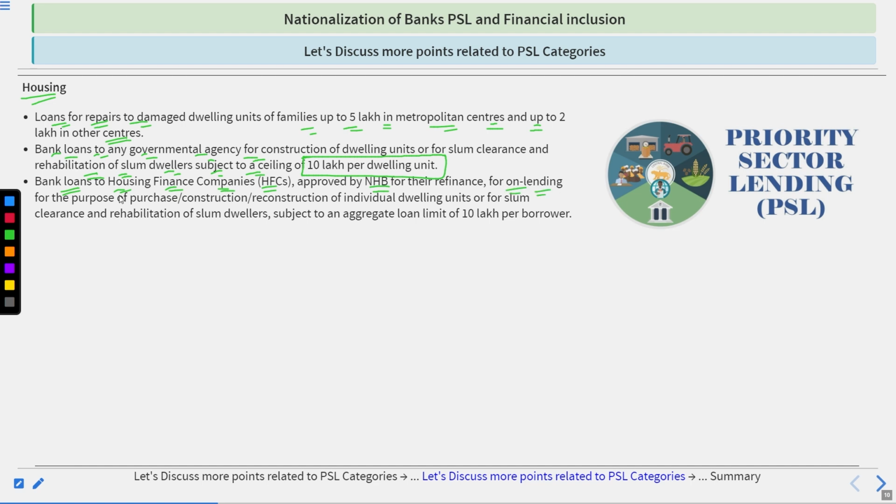For on-lending for the purpose of purchase, construction, reconstruction of individual dwelling units or for slum clearance and rehabilitation of slum dwellings, subject to an aggregate loan limit of up to 10 lakh rupees per borrower. Okay.